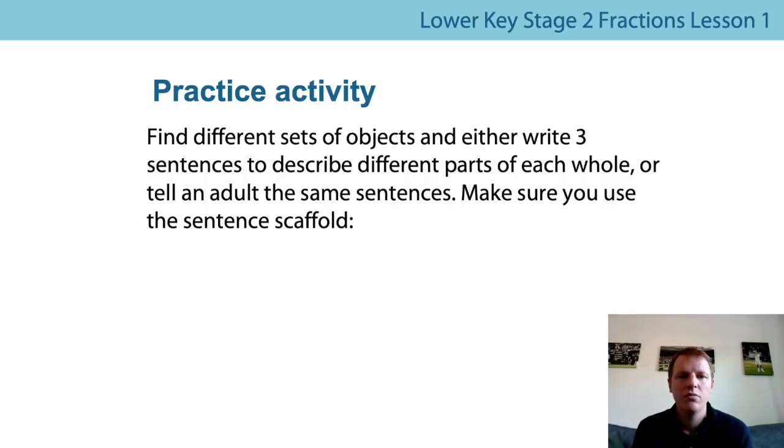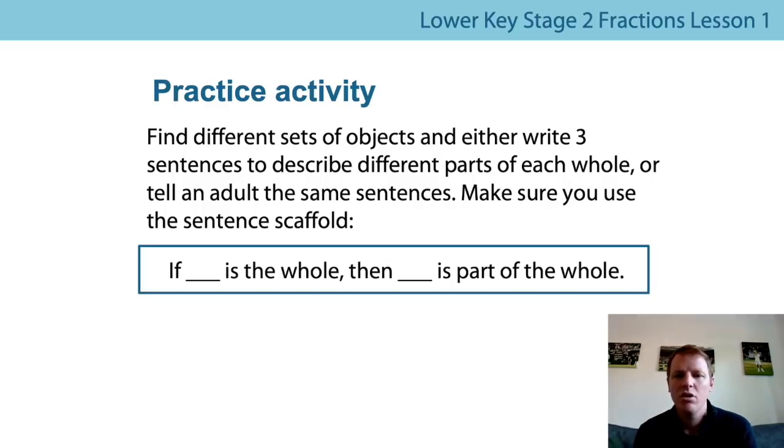Time for you to do some more practice of your own. I want you to find different sets of objects around the house with parents or other adults' permission and either write 3 sentences to describe different parts of each whole or tell an adult or somebody else the same sentences. Obviously, make sure you use the same sentence scaffold of "if is the whole, then is part of the whole."